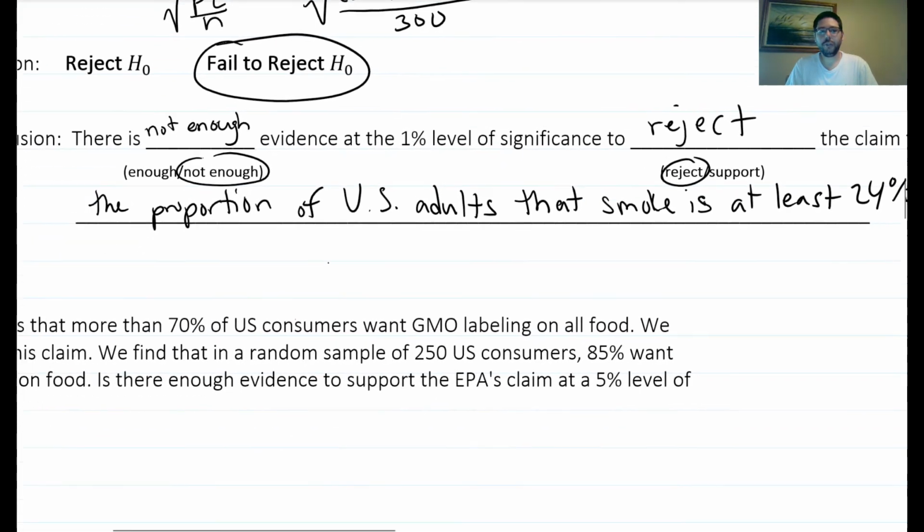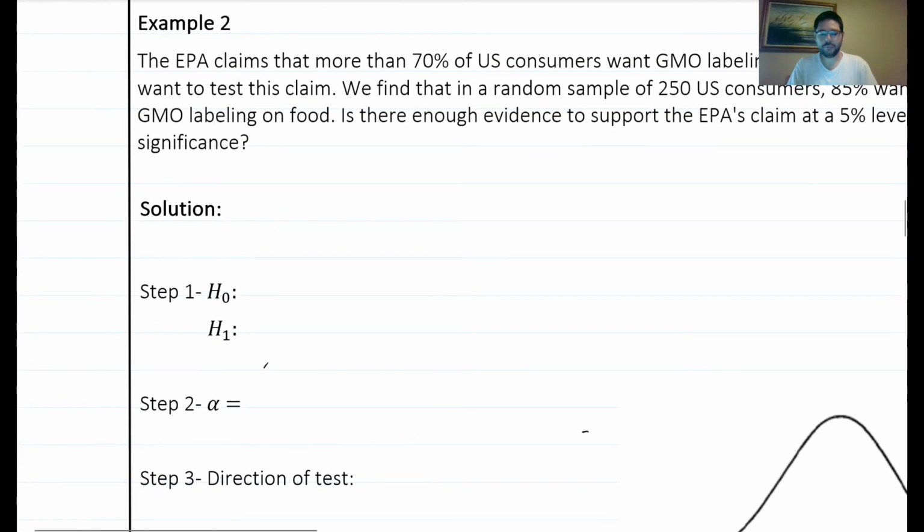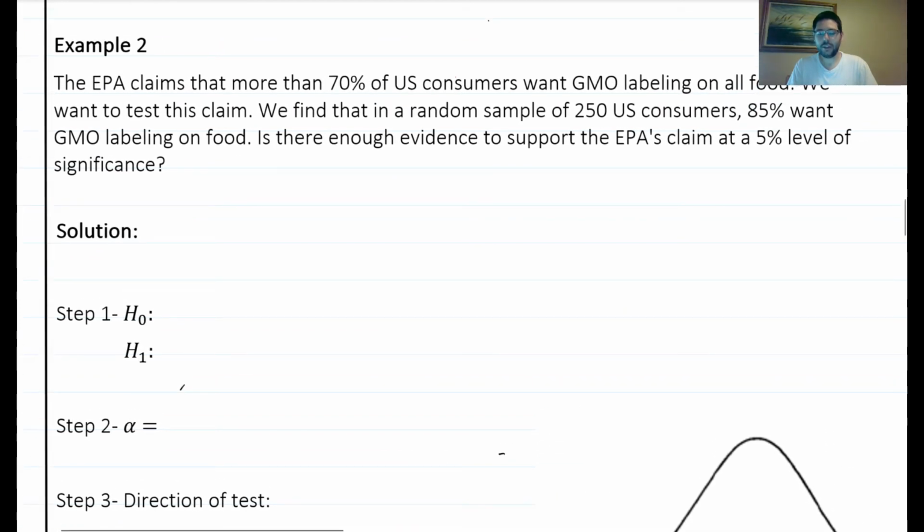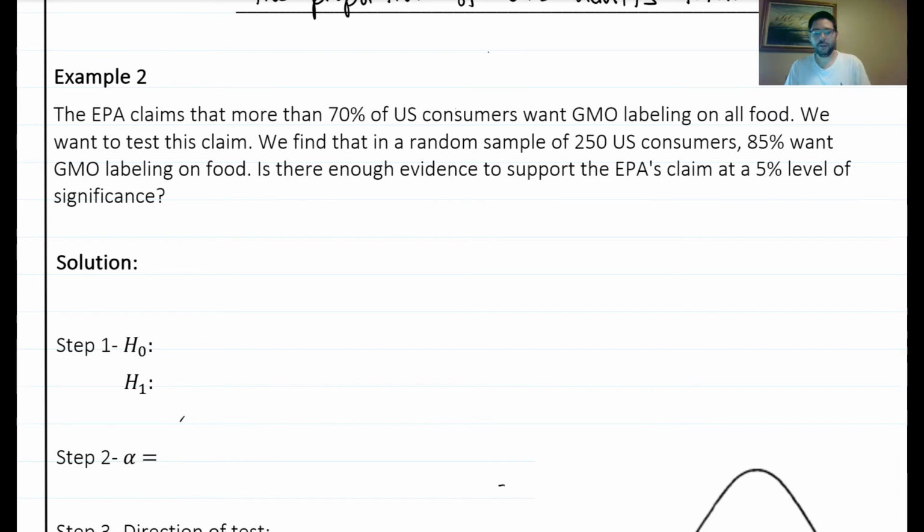All right, and so we're going to finish this off with the final example. So the EPA claims that more than 70% of US consumers want GMO labeling on all food. We want to test this claim. We find that in a random sample of 250 US consumers, 85% want GMO labeling on food. Is there enough evidence to support the EPA's claim at a 5% level of significance?